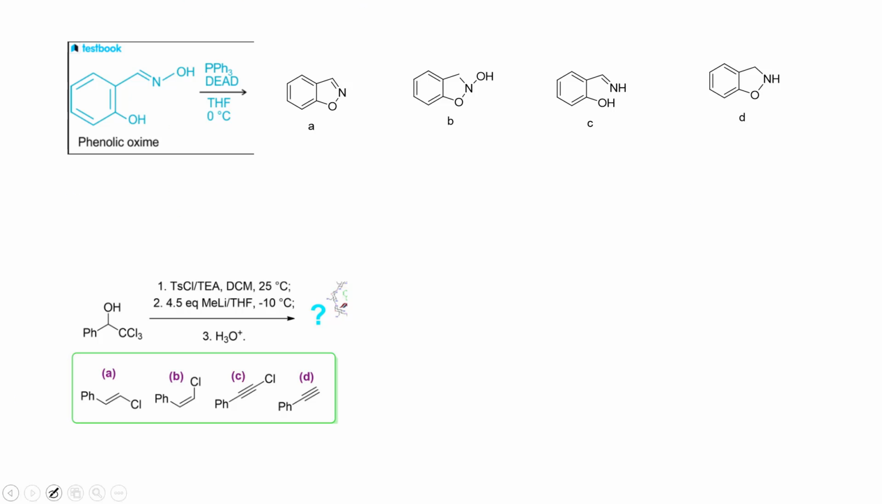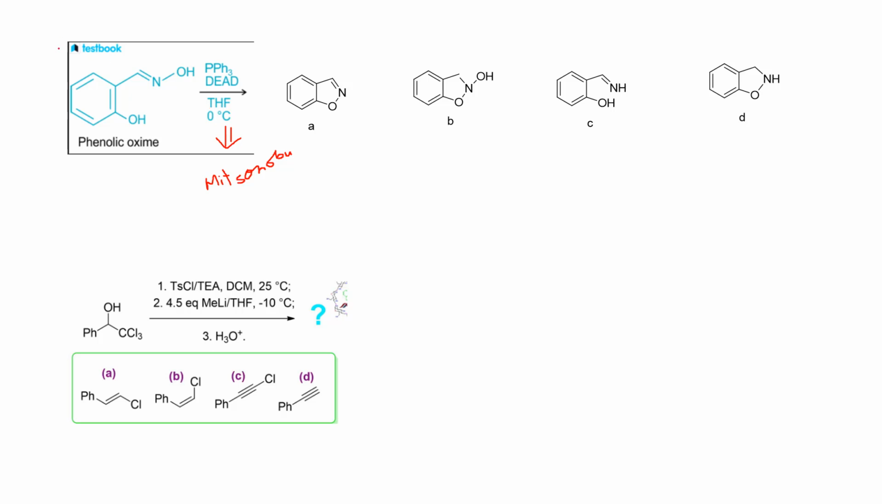So what will be the product for this reaction among these four? So it's PPh3 and DEAD. Which type of reaction is it? It is a Mitsunobu reaction. PPh3 and DEAD means it's a Mitsunobu reaction.